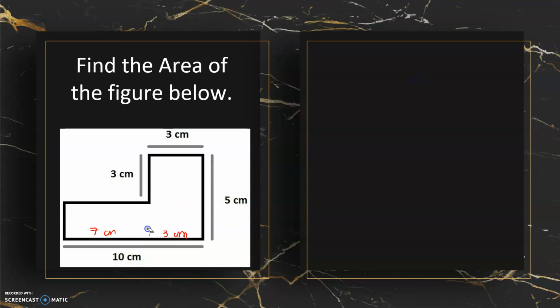Now let us use our original figure from earlier. So let's cut it this way. Again, I have here a square and a rectangle. This is 3 centimeters and this is 2 centimeters. To find the area of the rectangle, we will have 10 centimeters times 2 centimeters. That is equivalent to 20 square centimeters.